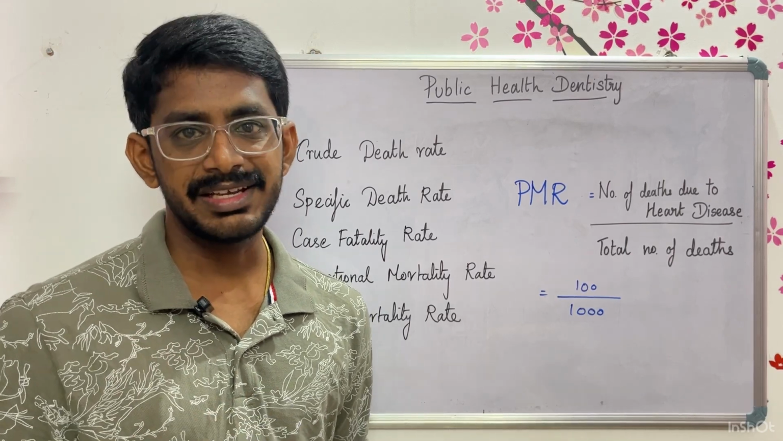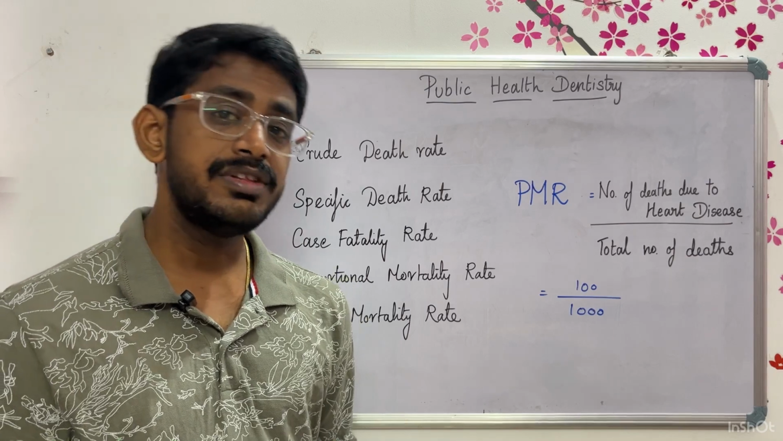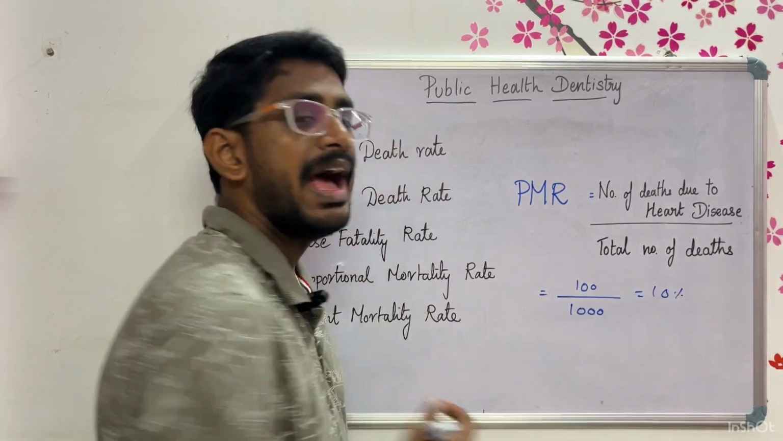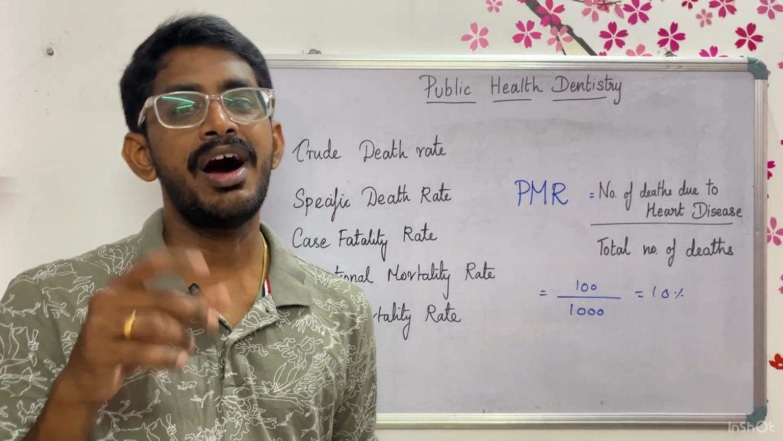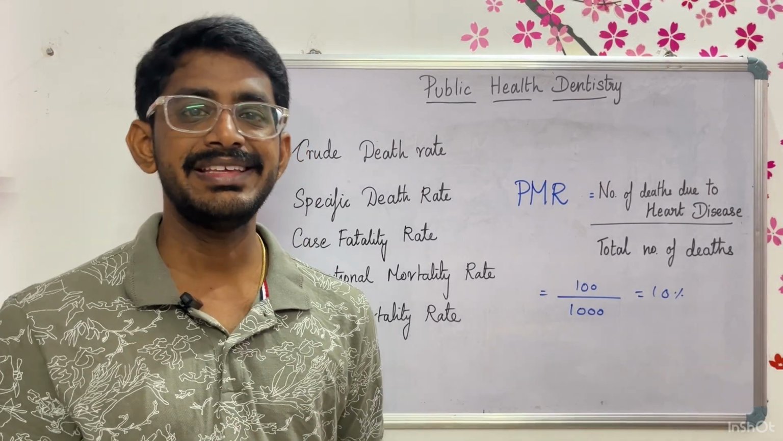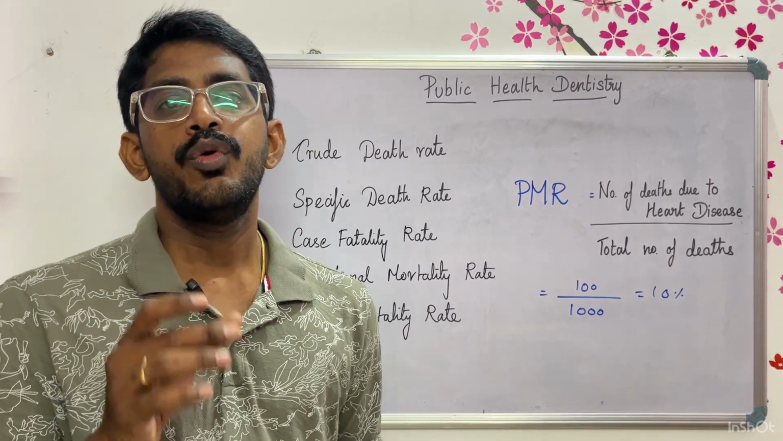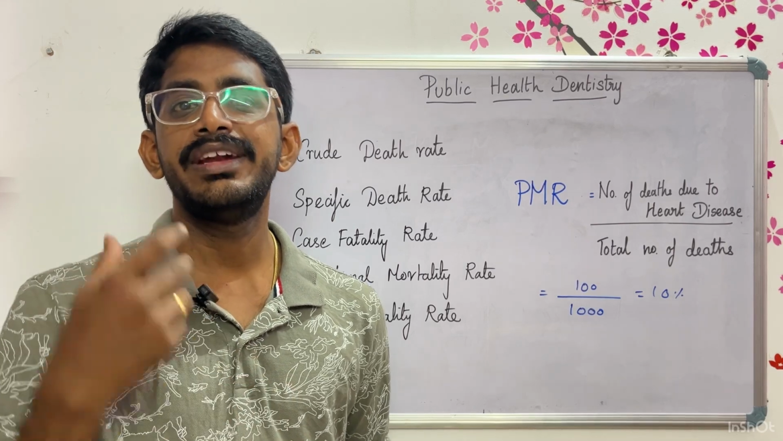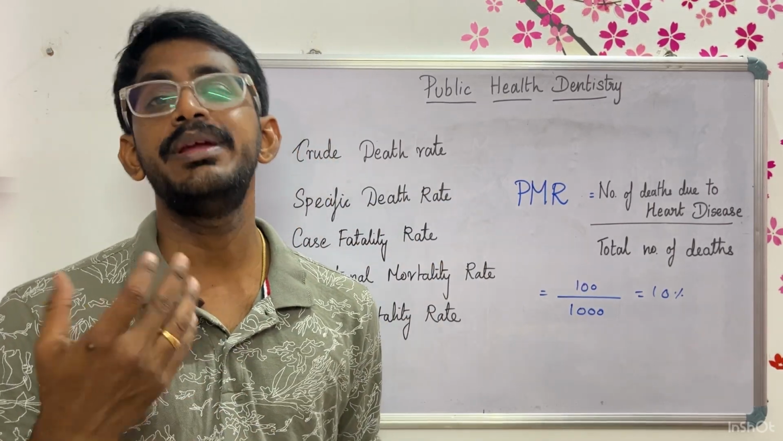So what does this tell? 1,000 people were dying in that region. Out of this 1,000, 10% of the deaths were attributed only to heart disease itself. So the burden of heart disease in that particular community is 10%. Should the burden reduce, if you are gonna prevent this heart disease, 10 percent of all the deaths could have been prevented.